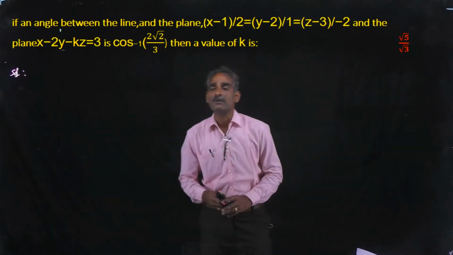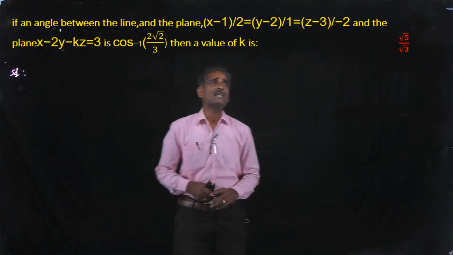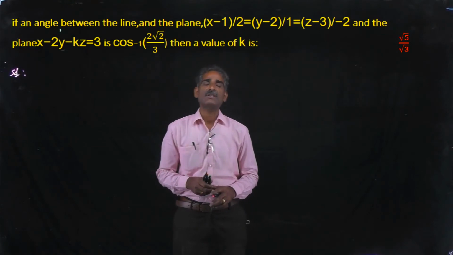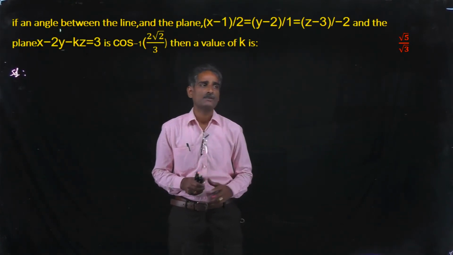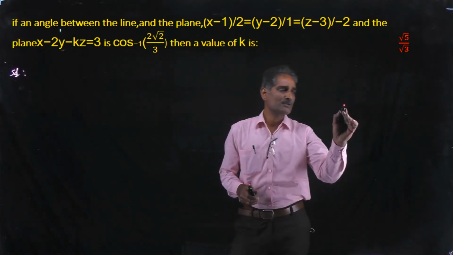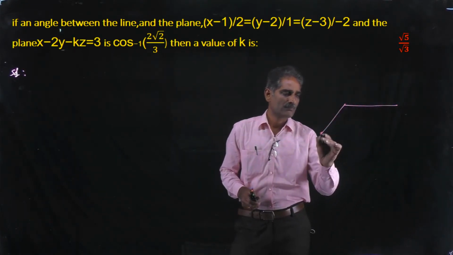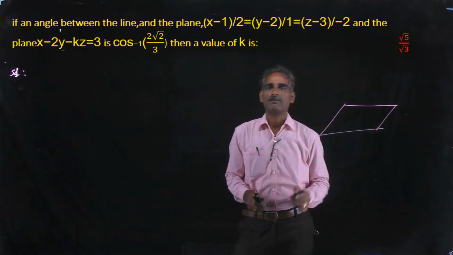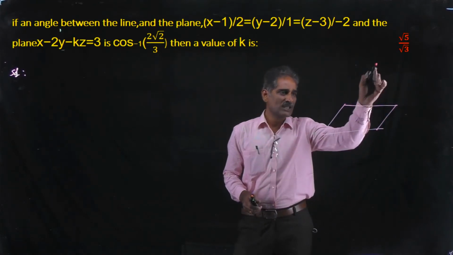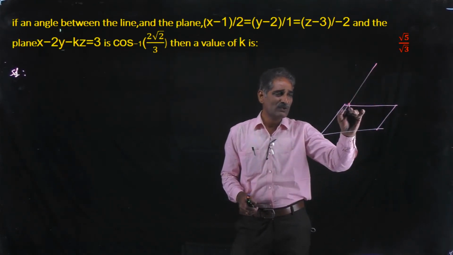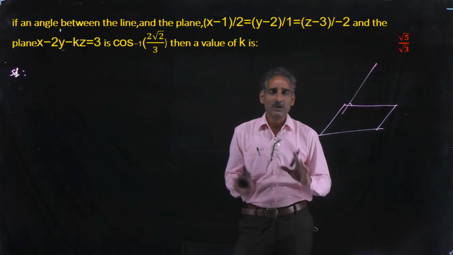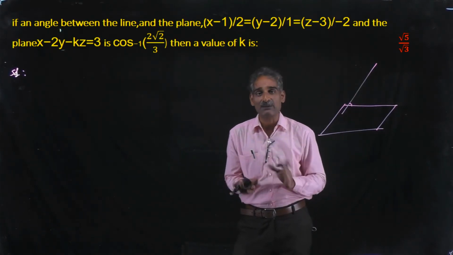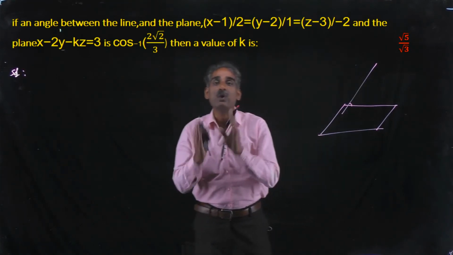See this problem. If the angle between the line and plane is cos inverse 2 root 2 by 3, what is the value of k? Suppose this is the position of the plane. Suppose this is the line. We have to find out the angle between the line and plane. So we have no formula for the angle between the line and plane. We have formula for two lines.